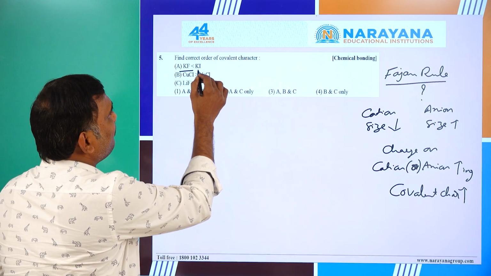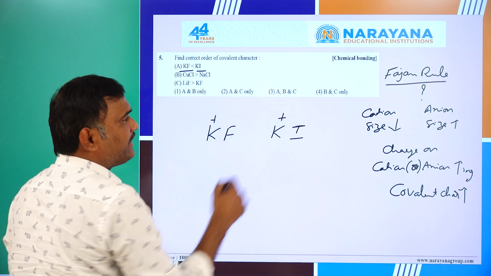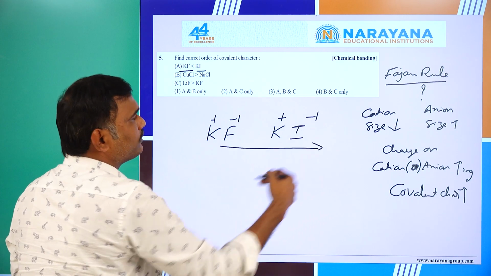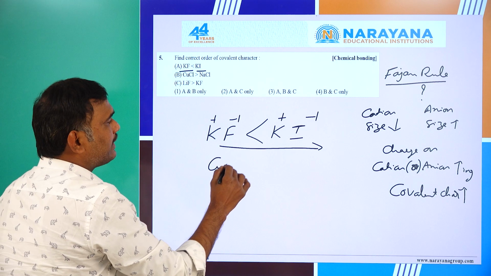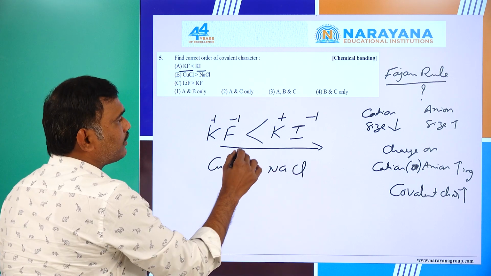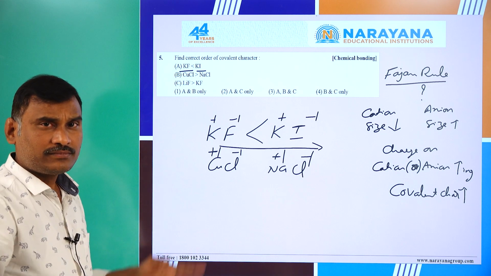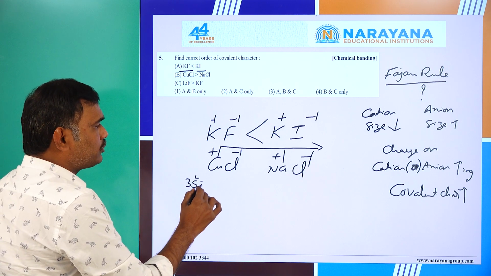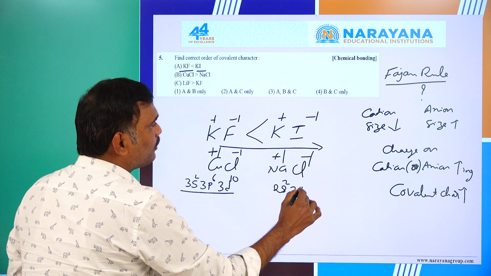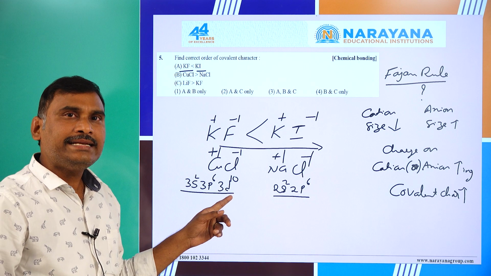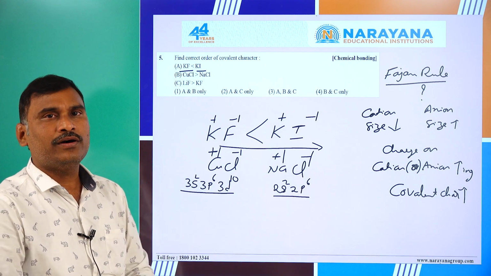Based on that, when I compare KF and KI, K plus is common; from fluoride to iodide the size of the anion increases, that is why covalent character increases. Second point, CuCl and NaCl: here chloride is common, copper is +1 and sodium is +1. Copper +1 is 3s2, 3p6 and 3d10. Na plus is 2s2, 2p6. Here is the 18 electron configuration and here the 8 electron configuration, therefore the 18 electron configuration has more covalent character than the 8 electron configuration.